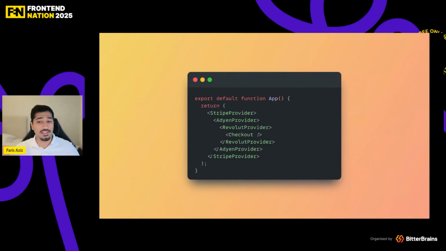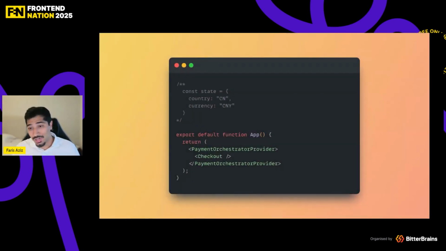When you're integrating the Stripe.js SDK, you have to integrate the Stripe provider, which is going to provide context to your checkout. Now, naturally, when you're integrating something like a payment orchestration layer and have multiple gateways, you're not going to sandwich all of these context providers. You're unnecessarily bloating things. So we're not going to have Stripe and then Adyen inside that and then Revolut inside that and pass all of that context to the checkout.